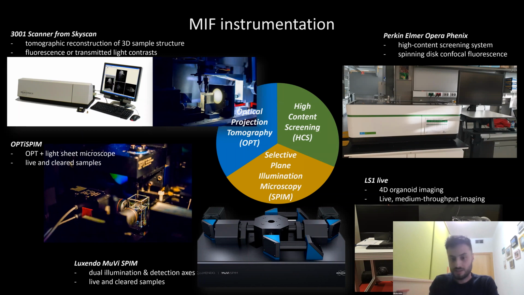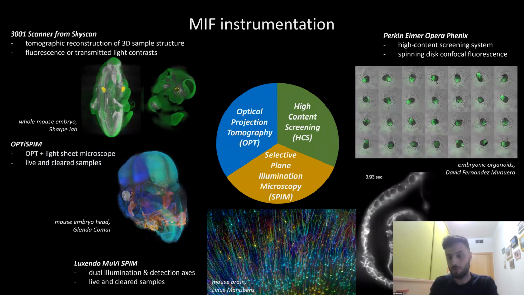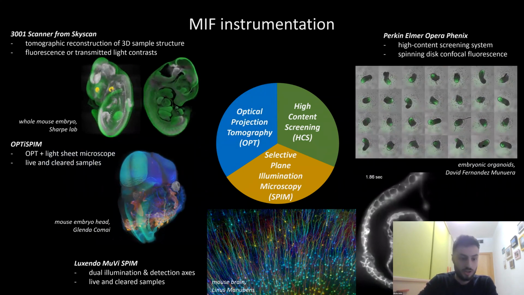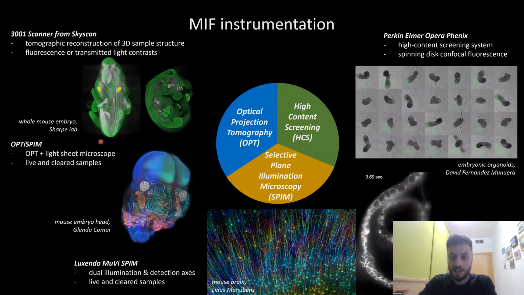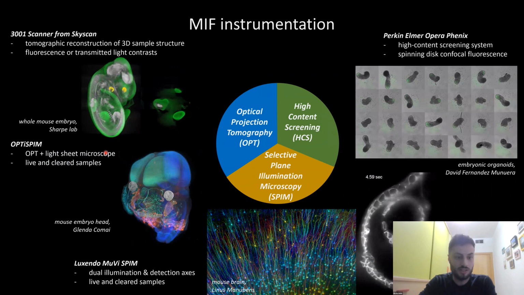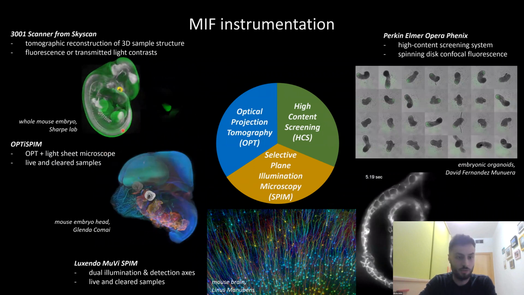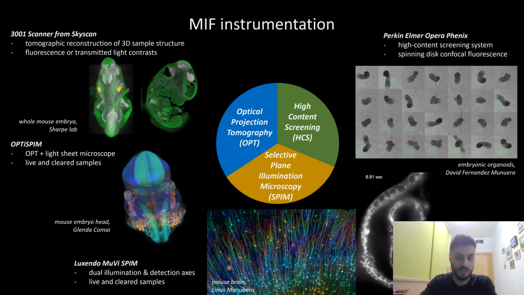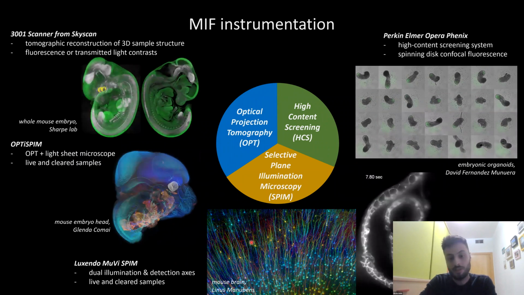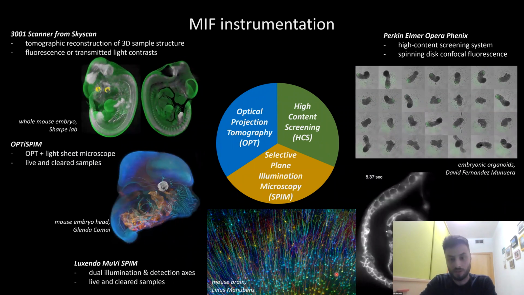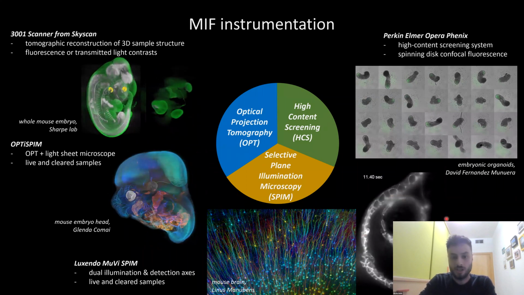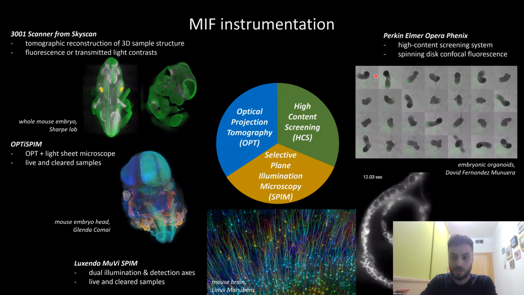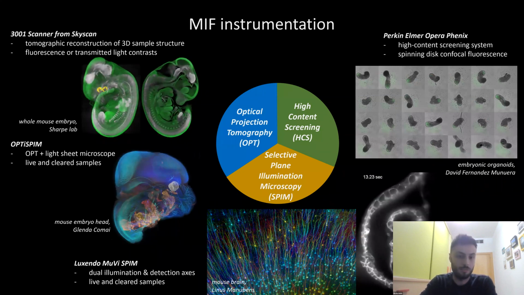So altogether, these instruments allow us to look at large mesoscopic samples with different spatial and temporal resolution. These range from really highly resolved imaging of organisms and organs, such as in the case of OPT and SPIM in the clear configuration. With the live sample SPIM, we can, of course, image biological processes at high time resolution. And finally, using high throughput imaging experiments, we can study the variability of some processes of interest.